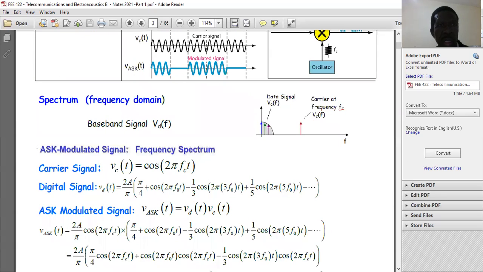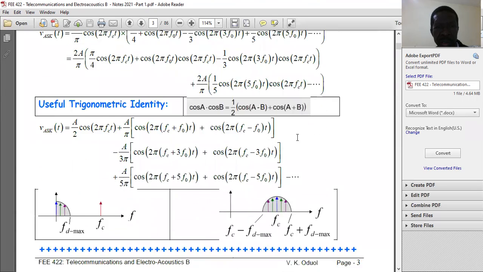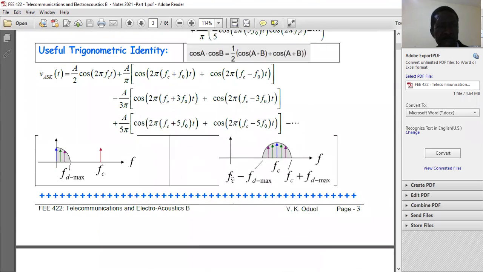If you were to look at the amplitude shift keying in the frequency domain, you would find the data signal is low frequency, and then the carrier is over there. And when you multiply them, then you're going to get some shift in frequency.